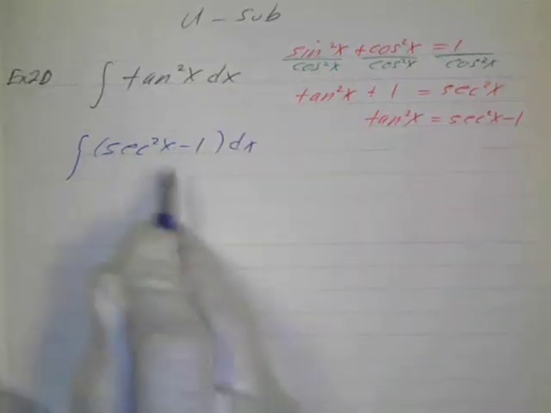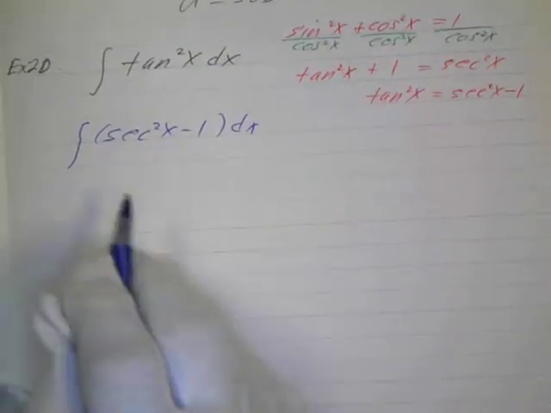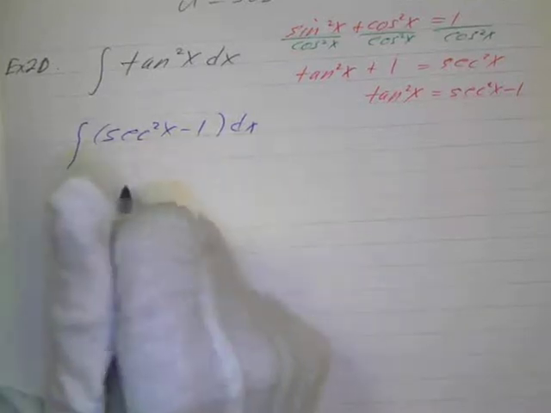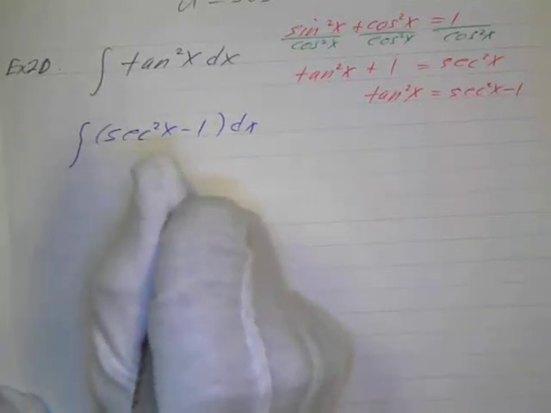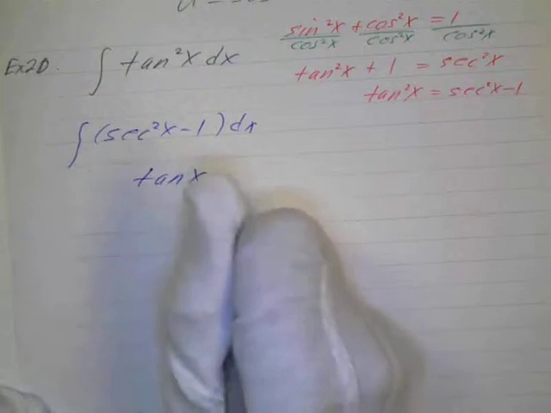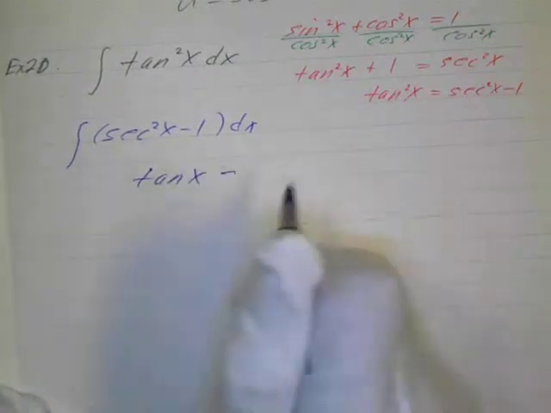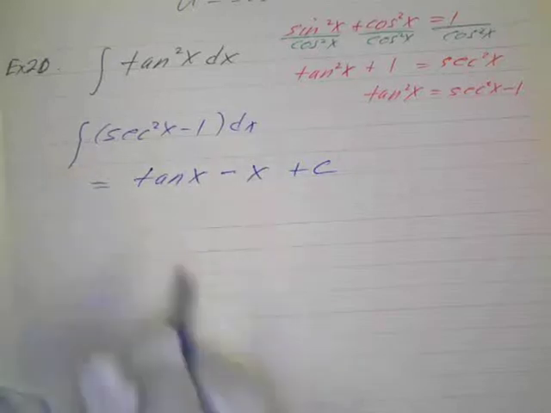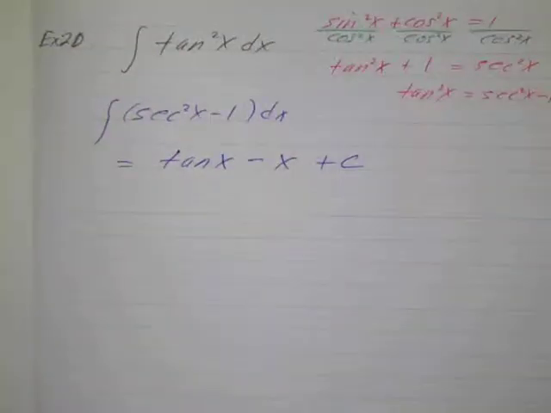And I just take the antiderivative of each term. Because what's the antiderivative of the secant squared? That's just the tangent, so that's just the tangent of x minus, and the antiderivative of 1 is x, plus c, and you're done. Well, it's pretty easy.